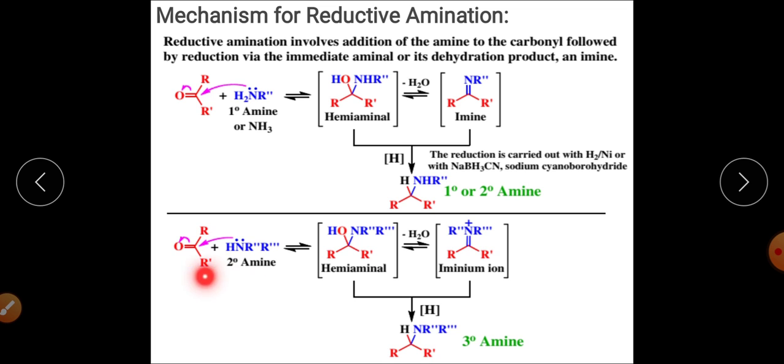For example, this is a secondary amine, and when it is allowed to react with a carbonyl compound, you get a tertiary amine as the product of the reductive amination reaction.